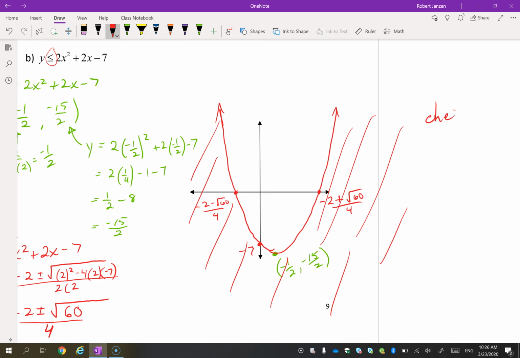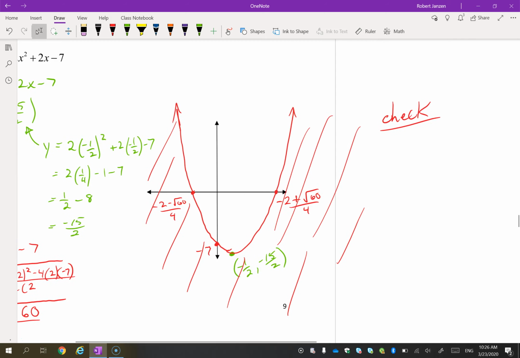And again, I really think you should be checking. Now you can check a point that's in your shaded solution, or you can check 0, 0. I'm going to do 0, 0 just because it's always the easiest.